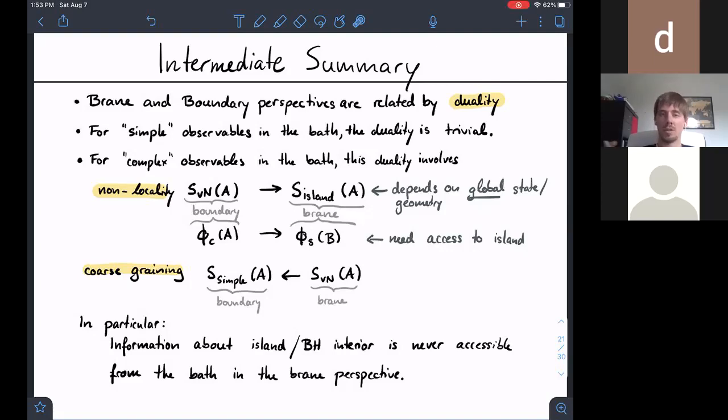Now, the important upshot here is that the information about this island, so the information about the lunch and so on, is accessible from the boundary perspective after the Page time in the bath. So if I have access to the region A, after the Page time, I can reconstruct stuff in the island region, in the Python's lunch. But it's not accessible, and in fact, it's never accessible in the brane perspective.